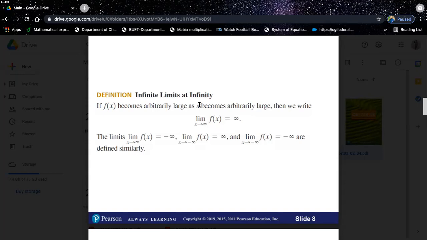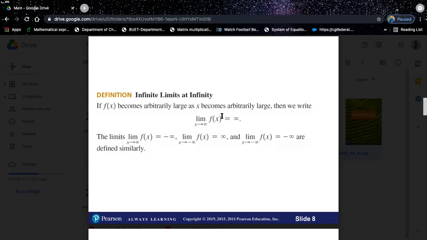Whenever x is approaching infinity, your function is also approaching infinity. So that's what we call infinite limits at infinity. And that's true for either side of infinity. It could be negative infinity, it could be positive infinity.